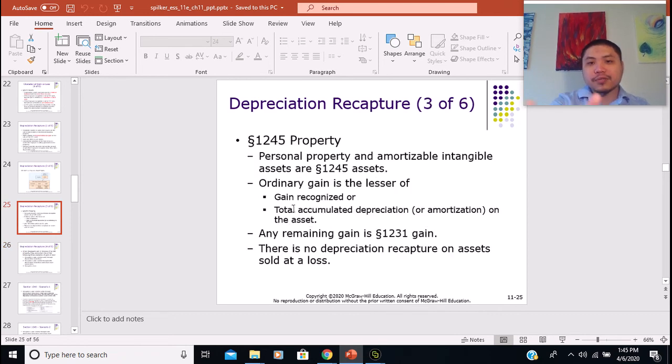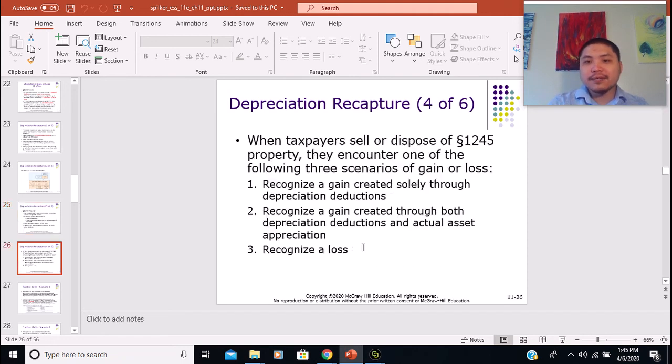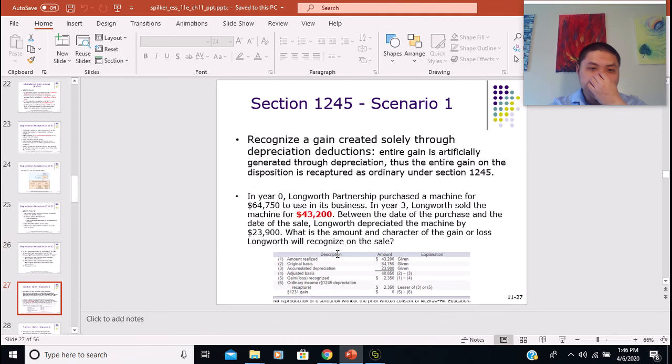When we're going to capture the portion of gain generated from the accumulated depreciation as ordinary income, and then the remaining gain, which comes through the appreciation of the asset, as Section 1231 gain, and then we tax it at a preferential rate, right? So that's the second scenario. And then the third scenario is to recognize a loss, meaning the taxpayer will sell this thing at a loss, and if that's the case, then there's nothing to be done. The loss is going to be treated as an ordinary loss, right? So let's look at each case in detail.